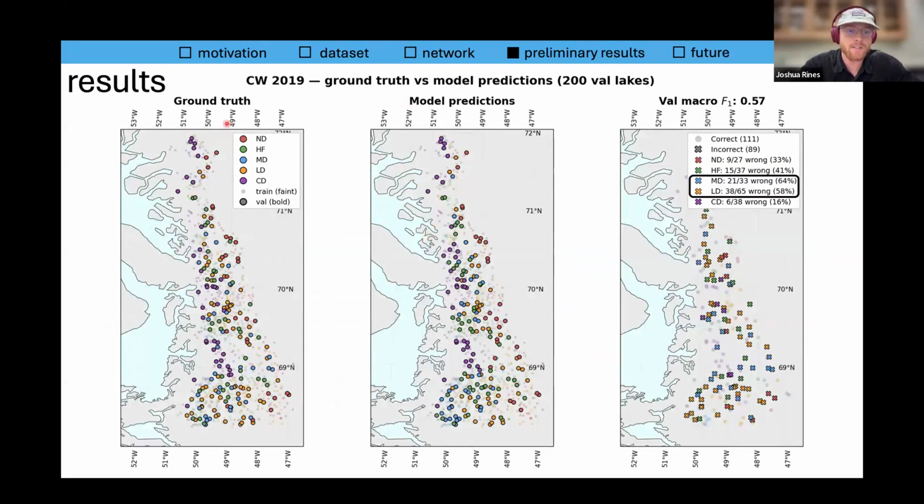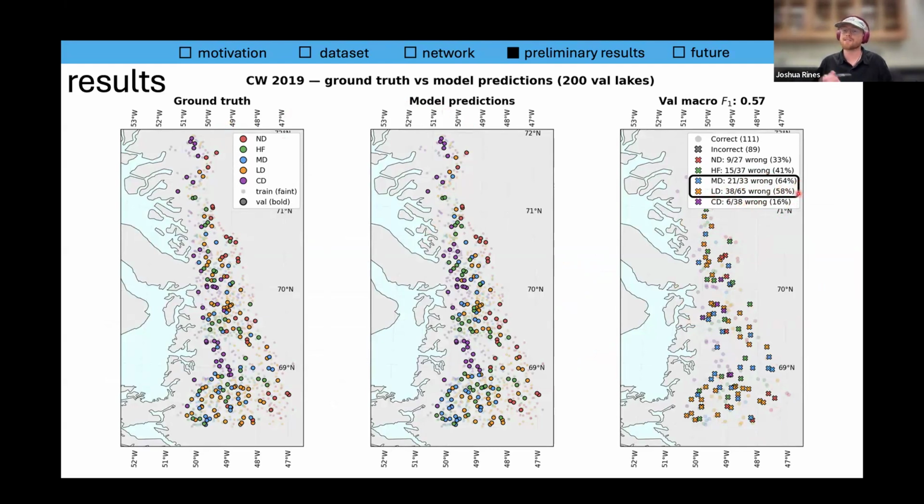And what I want to highlight here is, right, the ground truth on the left, the middle is the model prediction, and then the ones that the model gets wrong are bold here on the right. And you can see that in particular, it struggles with Moulin drainage, which we saw. It gets 64% of those wrong, so it's pretty bad. And lateral drainage, it gets 58% of those wrong.